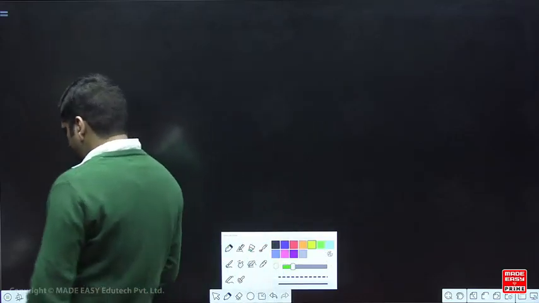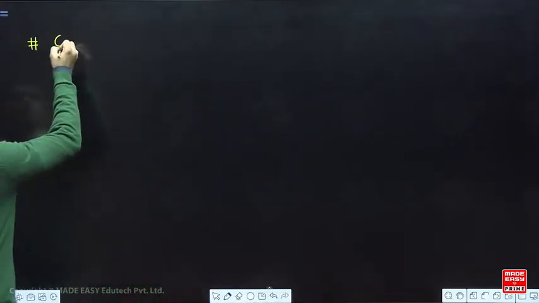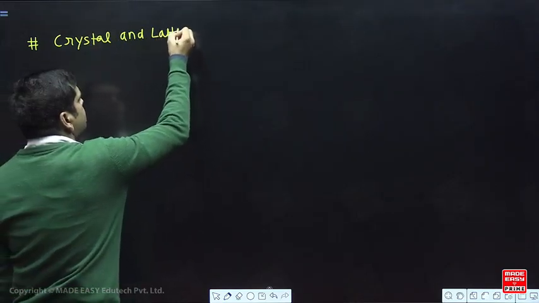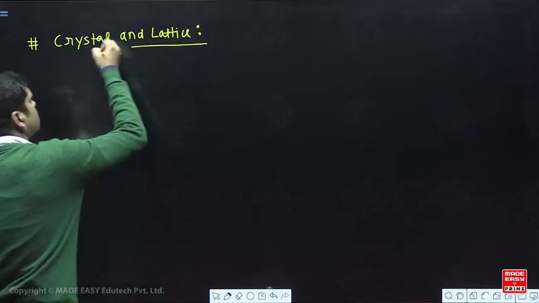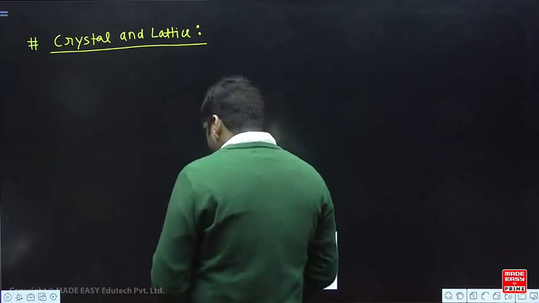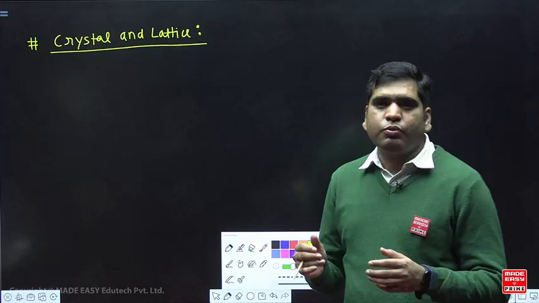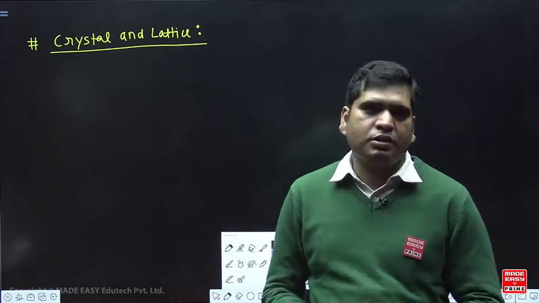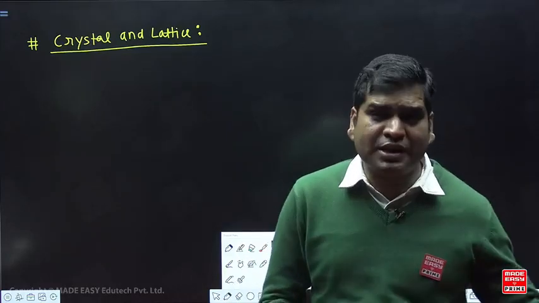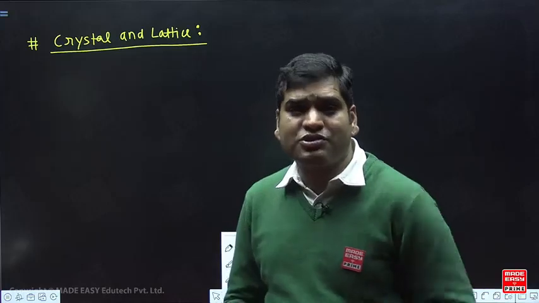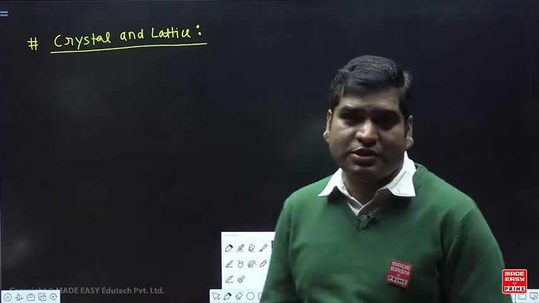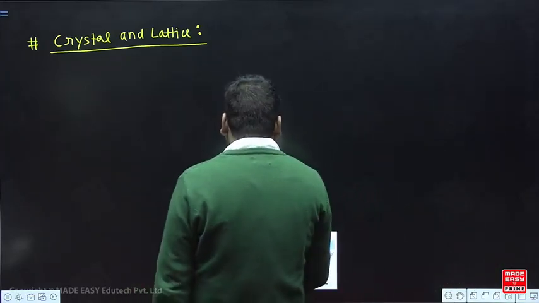Next, crystal and lattice. Actually, I want to give clarity on what is the difference between lattice and crystal. Both of these terms are used very interchangeably. Sometimes people say lattice, and sometimes for the same thing they say crystal. So are these both the same or do they have any difference? Let us try to investigate it. So I am making a table, and in that table I am trying to compare these two.